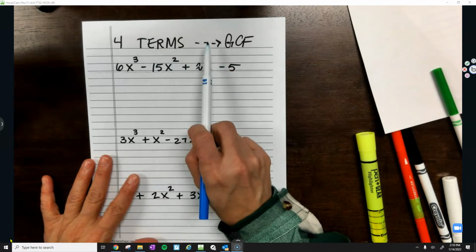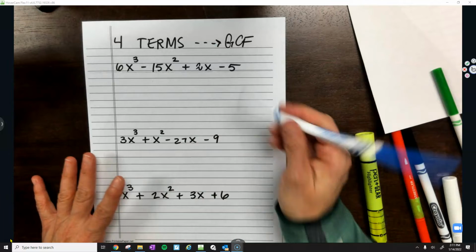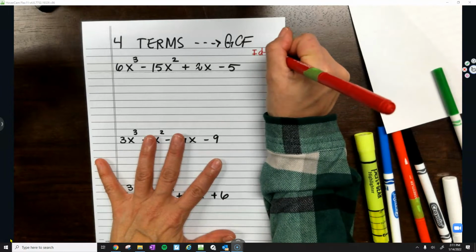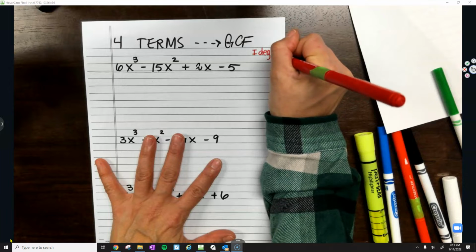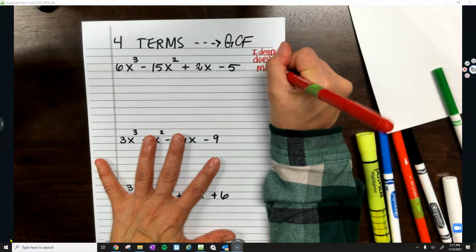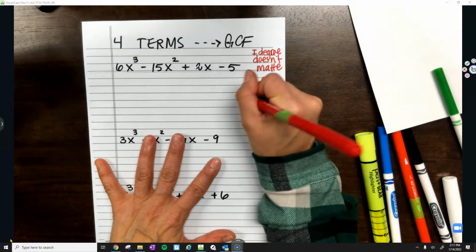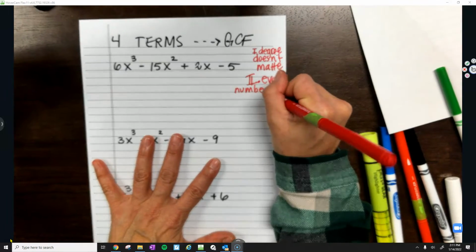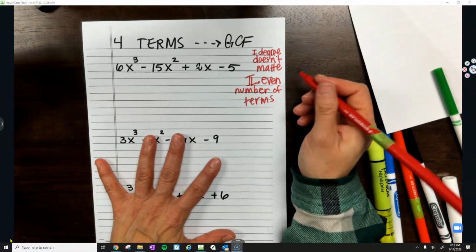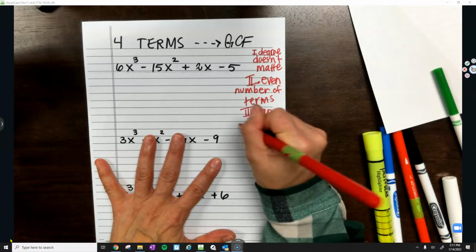Guys, so the 4 terms, the GCF, we have 6x to the 3rd minus 15x squared plus 2x minus 15. Here's what happens here. First of all, degree doesn't matter. Could be even, odd, whatever. But what does matter is you have an even number of terms. Which we do. It could have been 6, could have been 8, as long as it's even. Also, can I factor again?